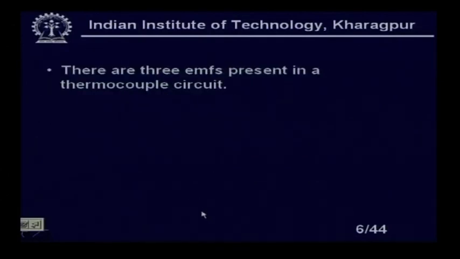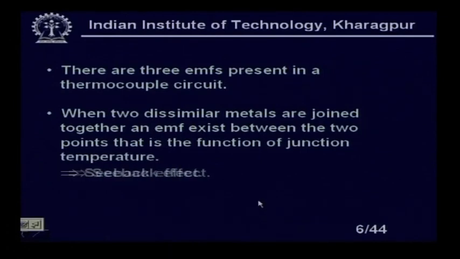Now, there are three EMFs present in this thermocouple circuit, right. We have the Seebeck effect: when two dissimilar metals are joined together, an EMF exists between the two points that is a function of the junction temperature. This is the most prominent. Otherwise, you will find the Peltier and Thomson effects also exist there, but they are not that prominent.